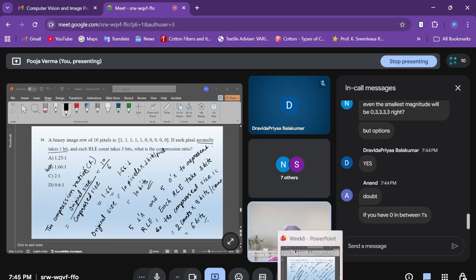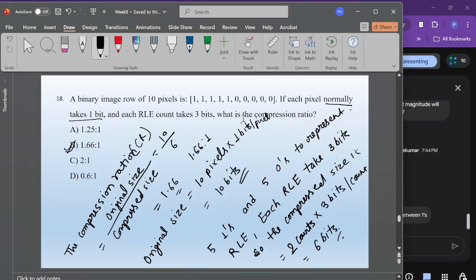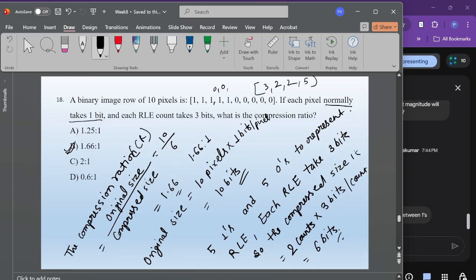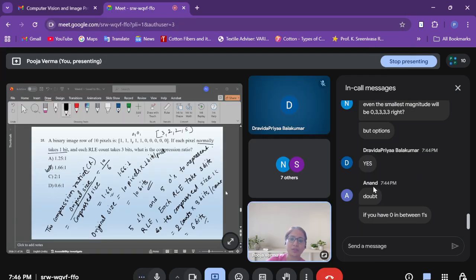I can give an example. Like here after 3 ones, 0 and 0 will be there, then 1 1. So what will be the array? Three ones are there, then two zeros, then two ones, and five zeros. Like this. We have already solved one question like this, right? Is it fine?